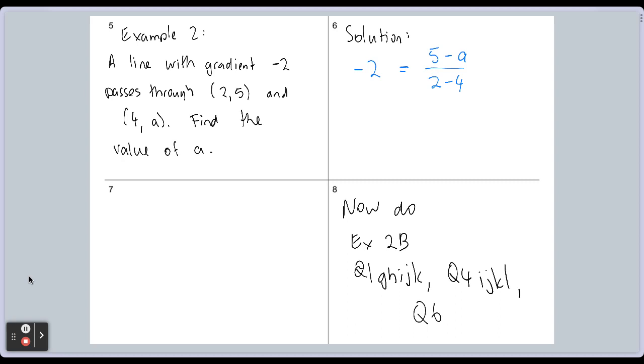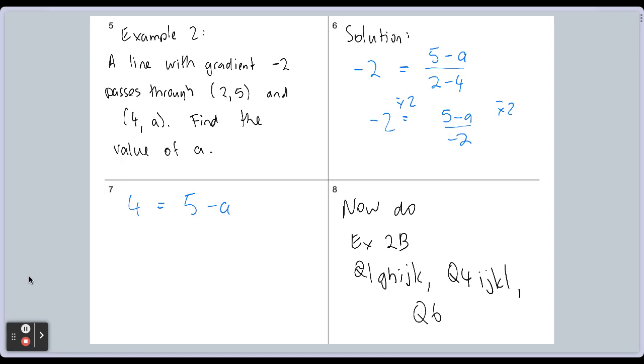I think if I'd looked at it first, I might have gone a minus 5 on top and 4 minus 2 on the bottom if I'm dealing with positives, because it doesn't matter which way around you do it, as long as you consistently swap them. If you don't believe me, do it the other way around in your book and you'll get the same answer as me. So that gives me 5 minus a over -2 equals -2. Now I'm going to multiply both sides by -2. So I'm going to get 4 on the left-hand side and 5 minus a on the right-hand side.